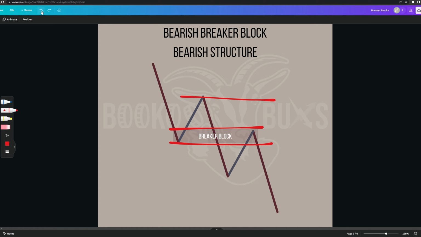A continuation won't. And the reason why people use breaker blocks is because they understand that the banks bought or they sold. So this is an area that they know the banks bought, meaning they have to mitigate those buy orders, meaning price should come in here, close those buy orders, and then drop. But when you use that, you have to really understand that price could still go past it and then drop.